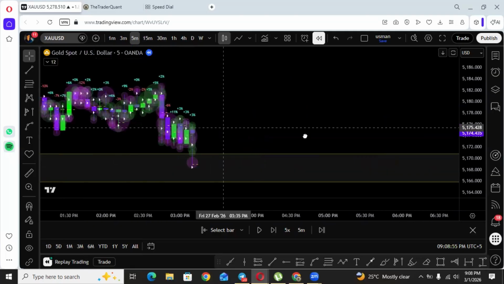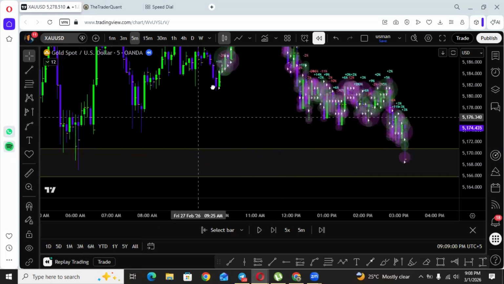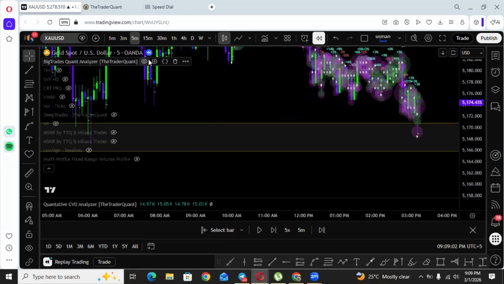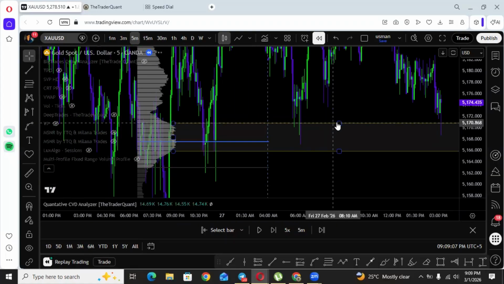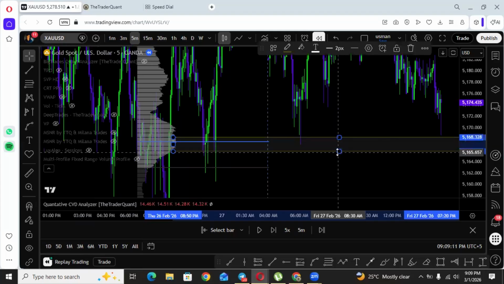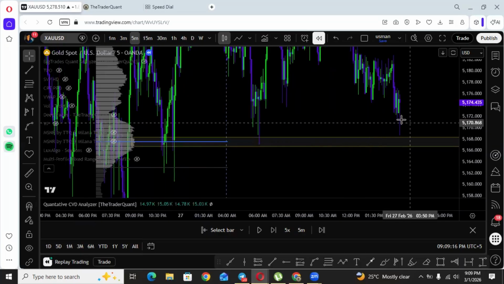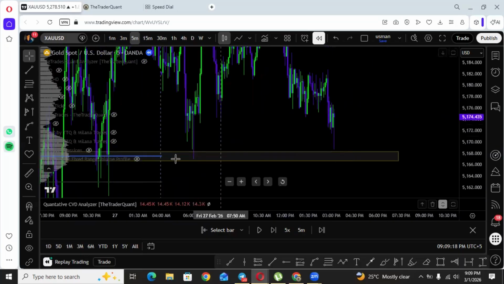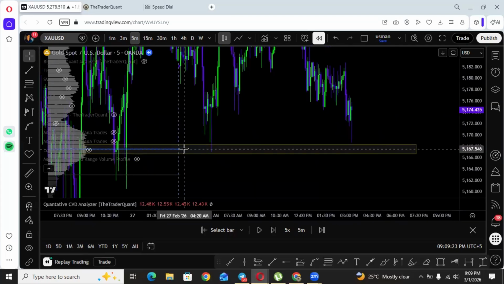So what was it previously telling? I think this cluster is too much. This area is good enough, because we have to take the reaction from the point of interest, not above. If market is giving reaction from here, that's not a good sign, because if market has to give a strong reaction, it would be either from the point of interest or near the point of interest. So let's play the chart.